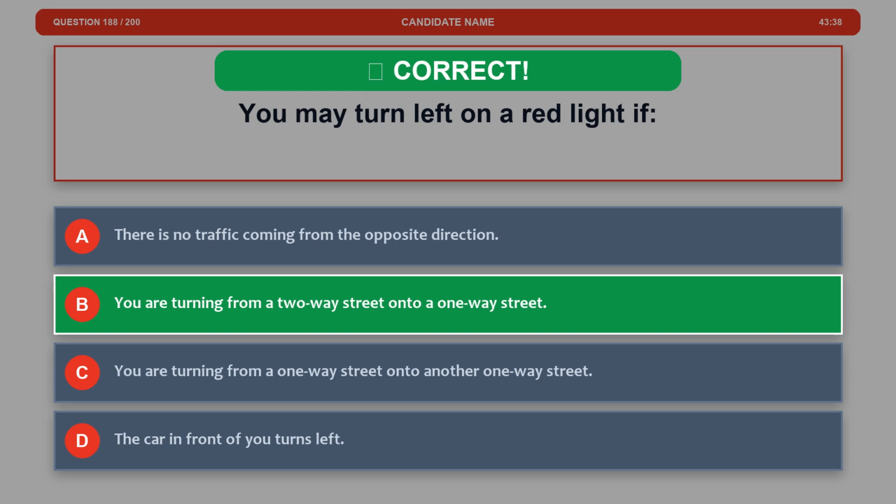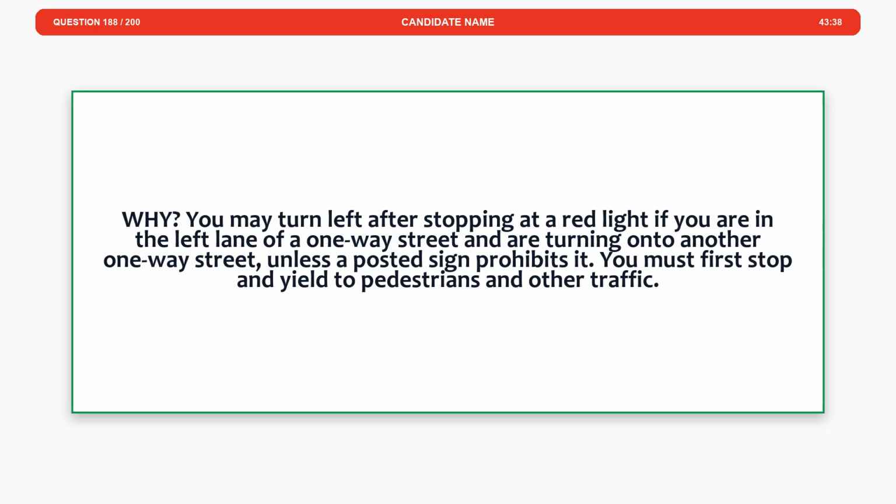The correct answer is option B. You are turning from a two-way street onto a one-way street. Explanation. You may turn left after stopping at a red light if you are in the left lane of a one-way street and are turning onto another one-way street unless a posted sign prohibits it. You must first stop and yield to pedestrians and other traffic.